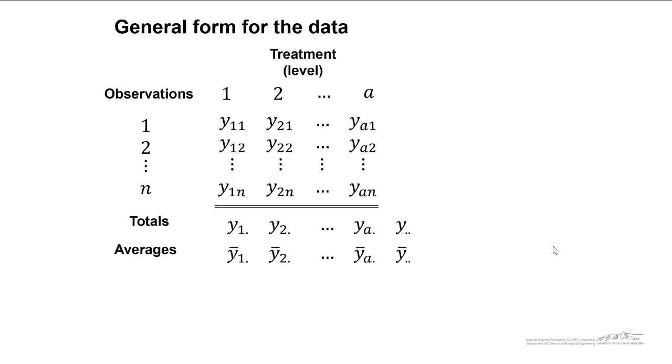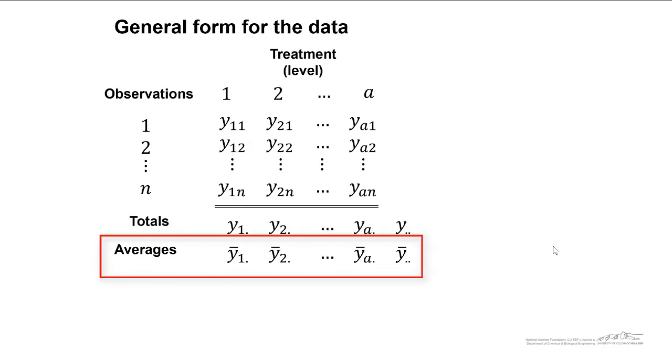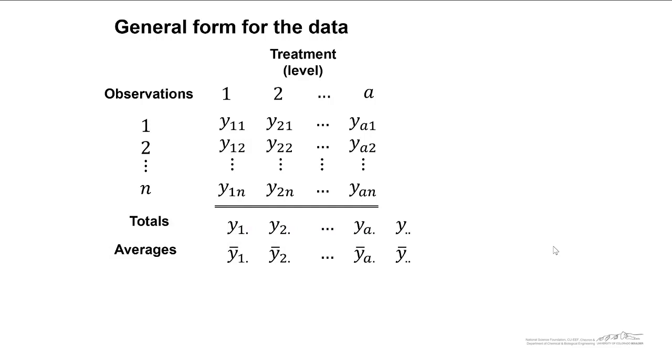The general form for the data when we do this in Excel is we have our observations in different rows and we have our different treatments in columns. We then sum or total each column to get y1 dot, y2 dot, etc. We calculate the averages, y1 dot bar. y1 dot bar is just y1 dot divided by little n. And we can do this for all of our treatments, our different groups. We can also compute the grand total, y dot dot, and the grand average, y dot dot bar. The grand average is just the grand total divided by capital N.